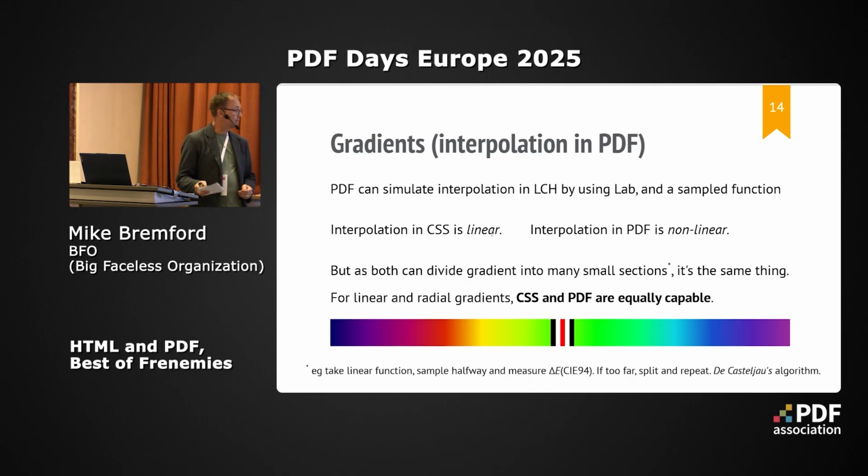Any linear or radial gradient we can present in HTML and CSS can be converted to PDF without loss, and that is true in the opposite direction as well. That's a good result.